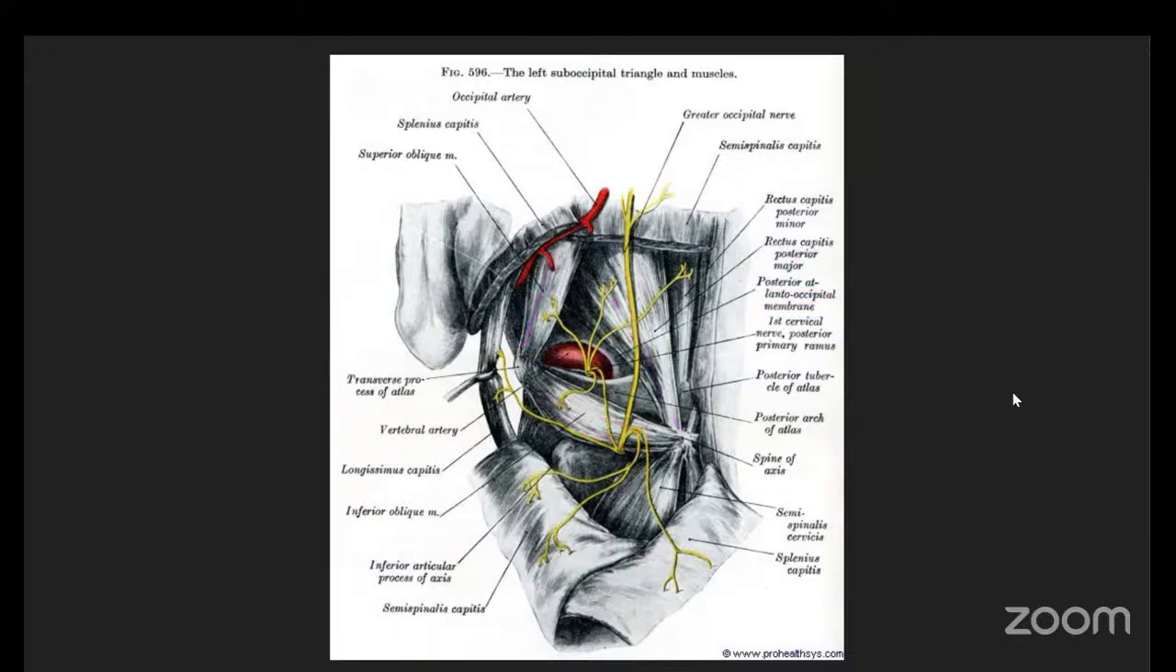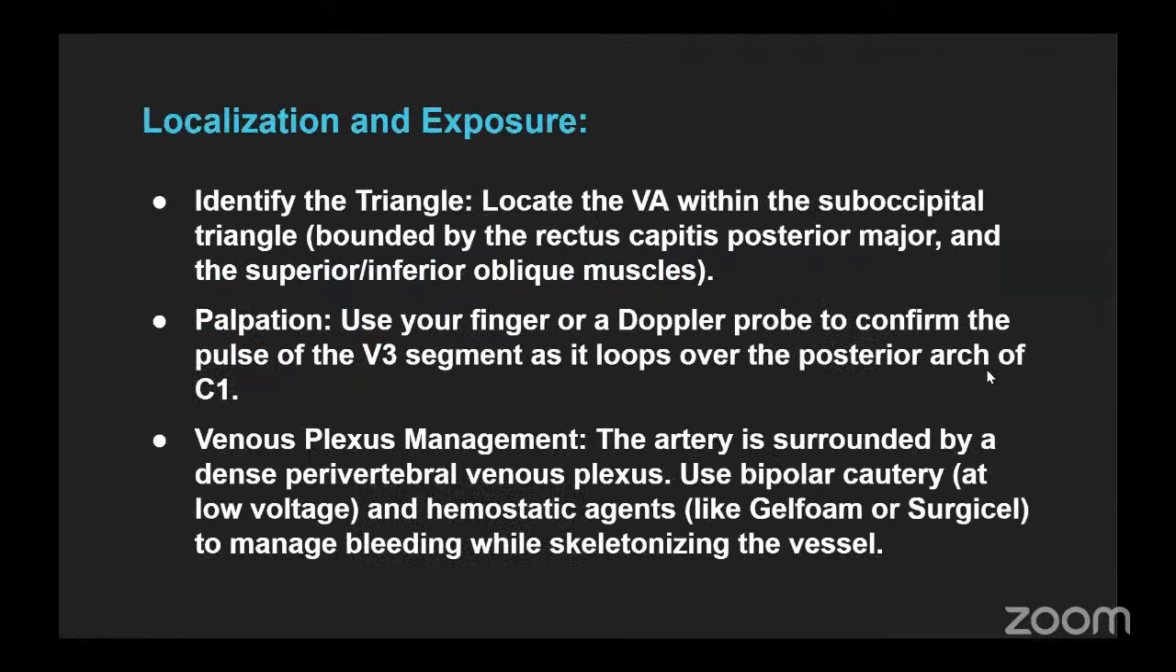Moving on to the same slide. We have identified the vertebral artery. And what do we do? We palpate it, feeling the pulse, or we are going to use a microdoppler probe to confirm the pulse of the V3 segment as it loops over the posterior arch of C1. How do we manage the venous plexus bleed? We manage it just like we manage the venous bleed anywhere else in the brain. Low bipolar cautery, we are going to use irrigation, gentle pressure, hemostatic agents. We are going to avoid using excessive bipolar cautery because it's going to damage the vertebral artery.